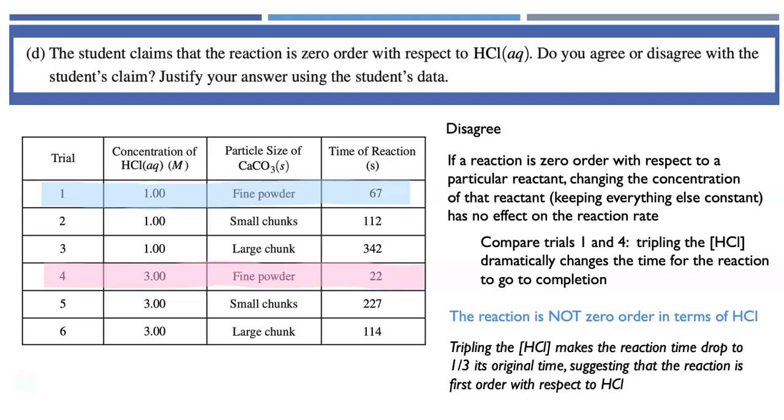Another way you might have chosen to answer this is that tripling the HCl concentration between trials 1 and 4 makes the reaction time drop to 1/3 of its original time. That suggests that the reaction is actually first order with respect to HCl. So you need to disagree, you need to back it up, you need to refer to data in your answer in order to get the point for Part D.